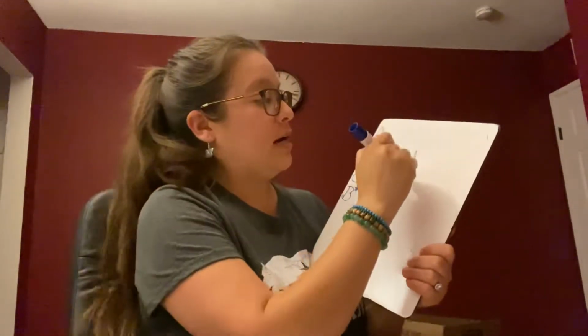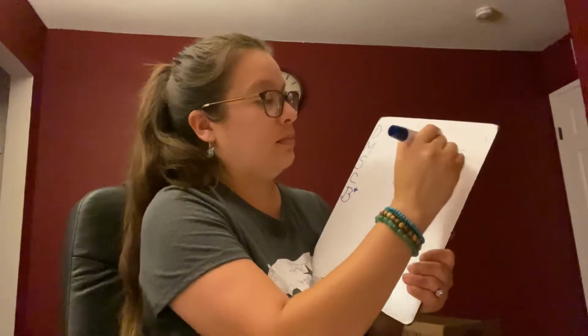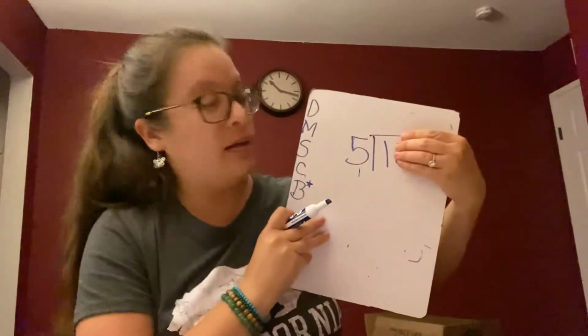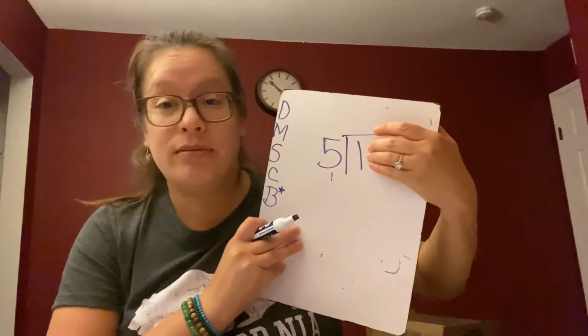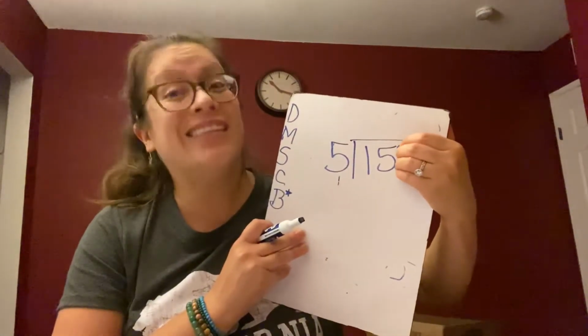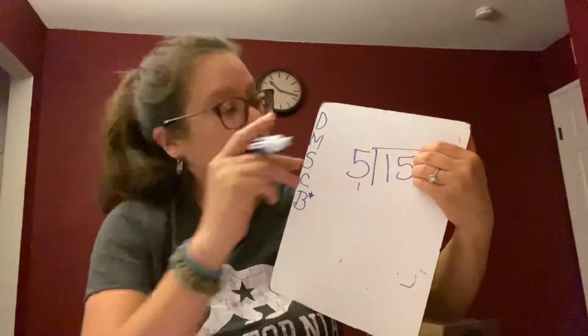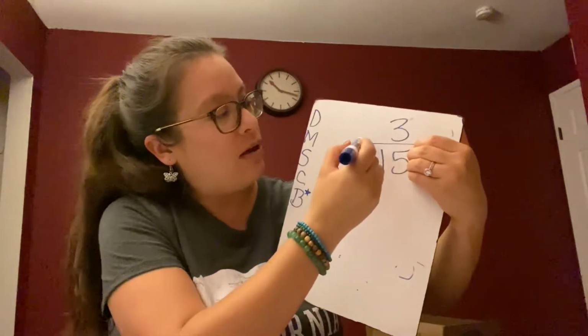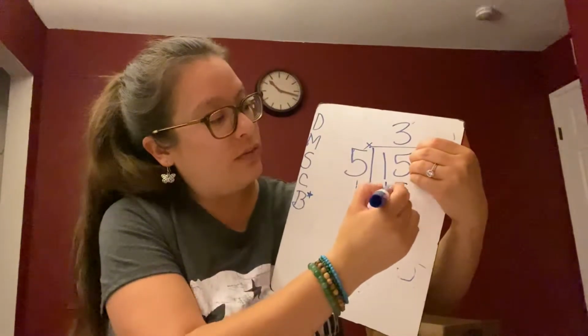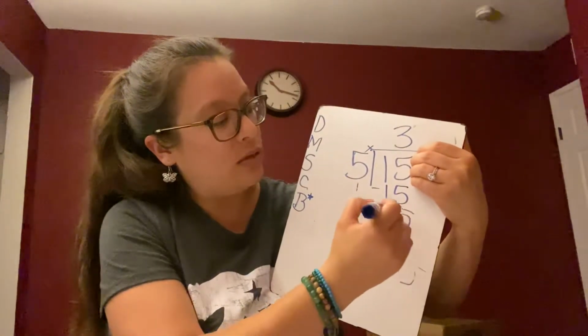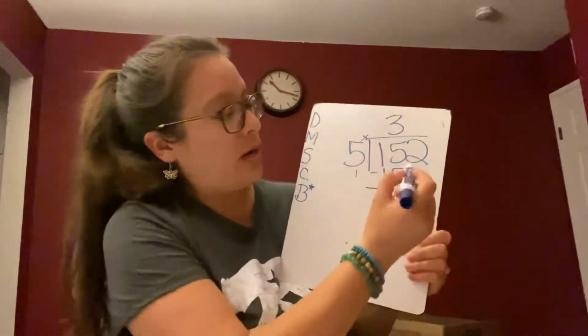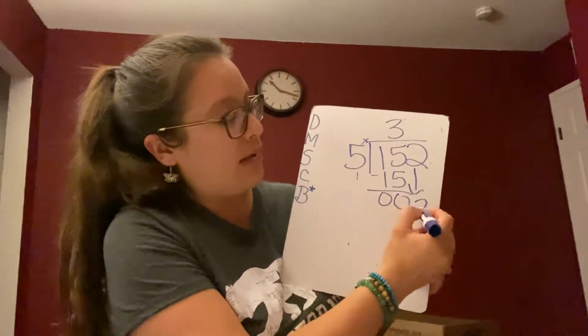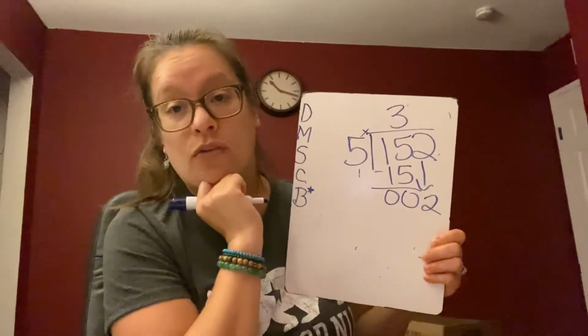All right. 152 divided by 5. Digit by digit. 1. Nope. 15. Yes. How many times? 3. 3 right here. 5 times 3 is 15. Subtract 0, 0. Check my work. Can I bring something down? Yes, you can. 2. Start over again.